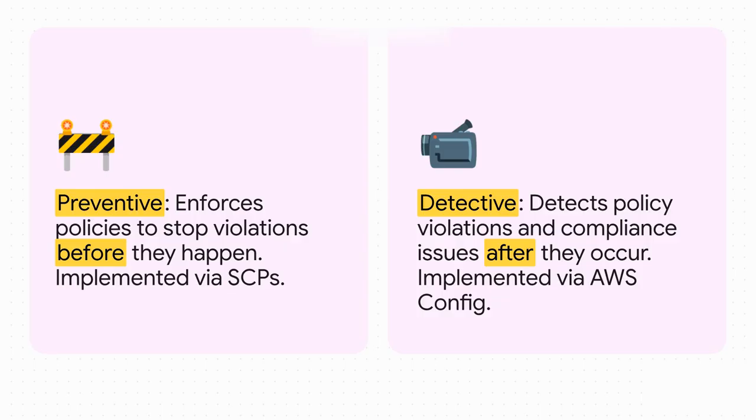They use AWS Config to constantly monitor your accounts. They can't stop something from happening, but they will alert you the moment something drifts out of compliance so you can go in and fix it.